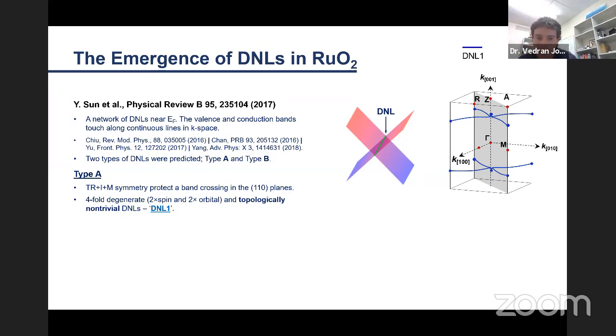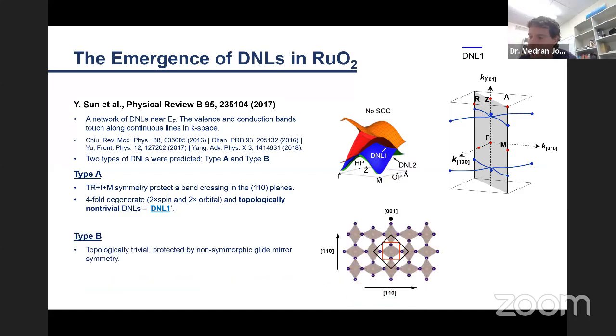The second type, and actually this is a simulation of Dirac nodal line 1. And then the second type of Dirac nodal line is the topologically trivial one. It's protected by non-symmorphic glide mirror symmetry. In brief, the ruthenium dioxide lattice is a bipartite composition of 2 sublattices with different ruthenium oxide O6 octahedral orientation that are related by a fractional lattice translation of about half a body length, reflected about the 110 plane.